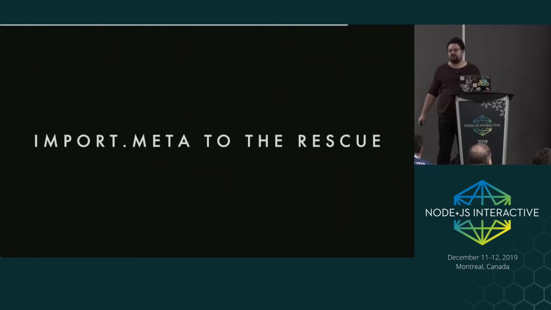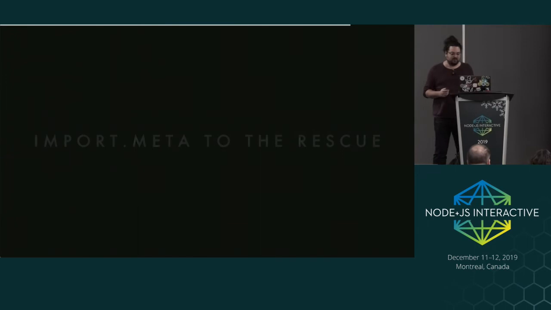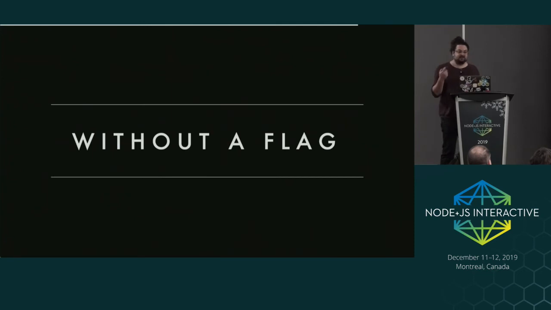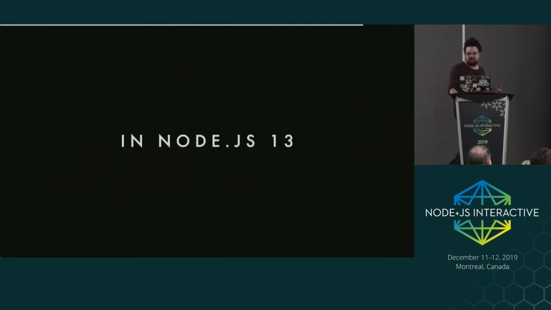You can figure out the file name. You can figure out the directory name. You can use an API we have called createRequire to make an instance of the require function. It's not perfect, but it gets us, again, 90% of the way there. And what's really exciting, and probably what you actually wanted to come and hear about, is the fact that you can use ESM in Node.js today. And you can even use it without a flag in Node.js 13. I believe it was 13.2 where we unflagged it.